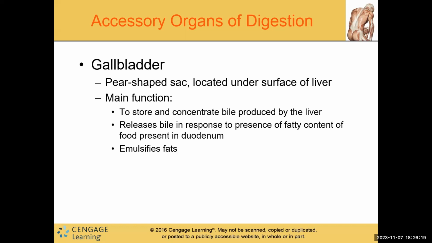Okay, gallbladder. It's a pear-shaped sac located under the surface of the liver. Main function, to store and concentrate bile produced by the liver. So it takes the bile from the liver and stores it and concentrates it. It releases it in response to the presence of fatty content in food present in the duodenum. So the bile will actually, as we said, emulsify the fat, and it'll allow us to use the fat and then also to excrete any extra fats we don't need.